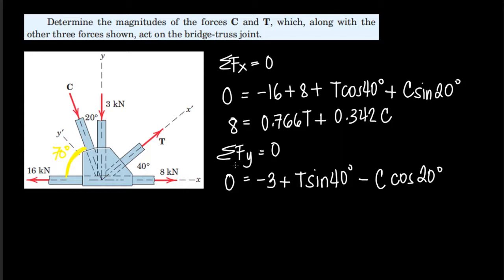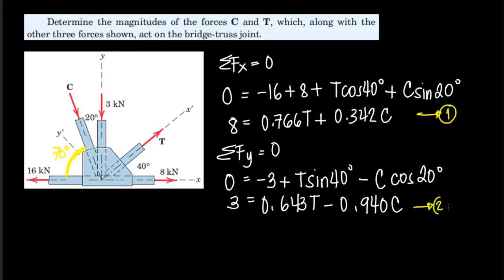Negative 3, if we move it to the left of our equation, that's positive 3 equals sine 40.0643t. And then C is negative 0.940 for cosine 20. So, in this case, guys, we have two equations, 1 and 2. Two equations, two unknowns. You can use either elimination or substitution, but I think I like substitution, no? Okay, so we'll just go with it.